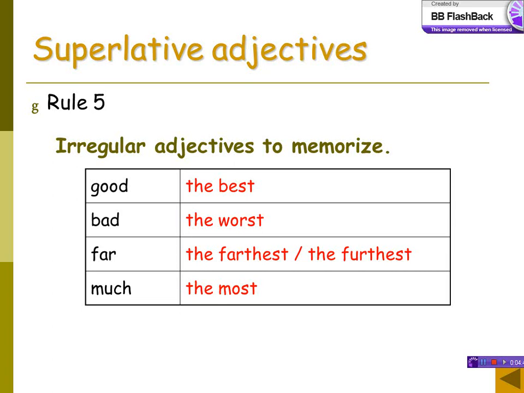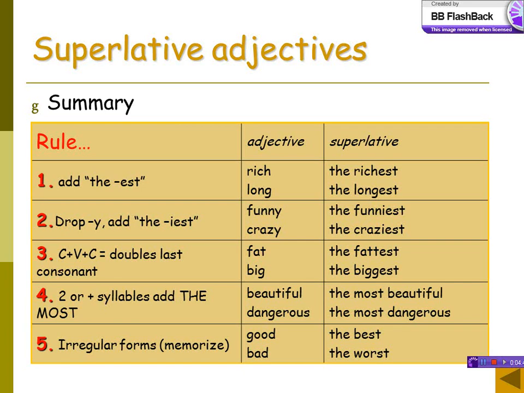Much, the most. To sum up what we have said, rule number 1, add the before the adjective and est at the end. Number 2, cross out or drop the y and add the before the adjective and iest at the end. Number 3, with CVC, consonant, vowel, consonant, we have to double the last one, like fattest or biggest. Number 4, if we have an adjective with 2 or more syllables, we add the most before the adjective. And finally, the irregular forms, we have to memorize them as they are.